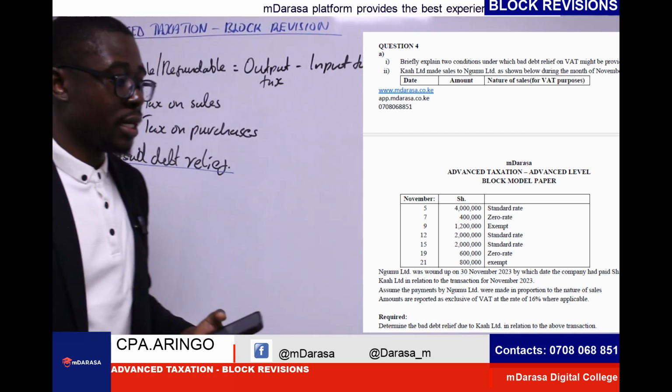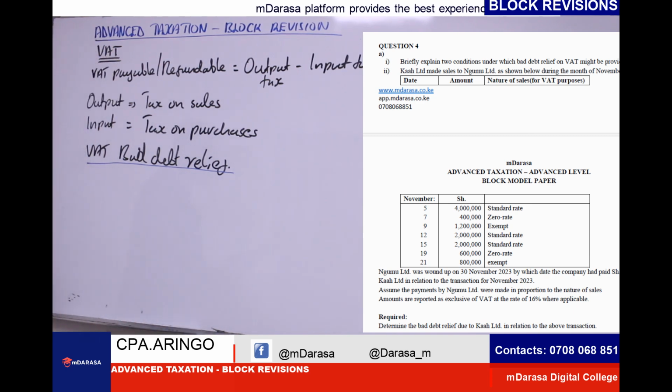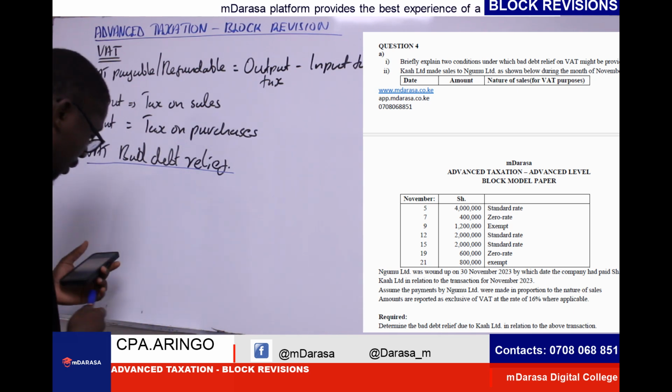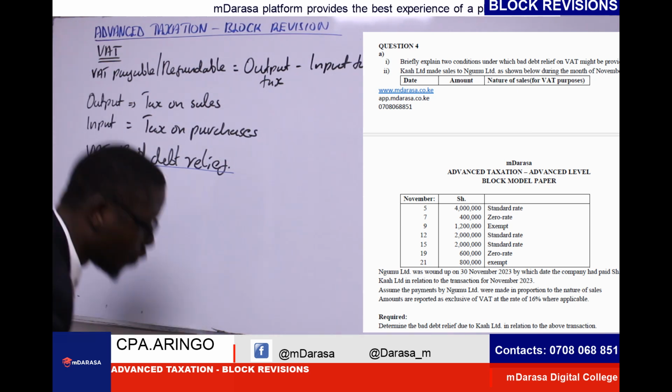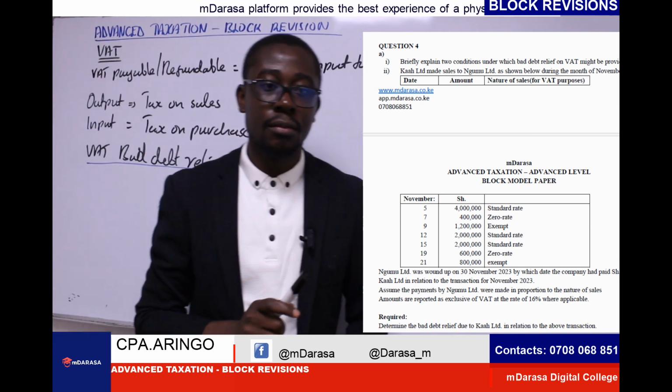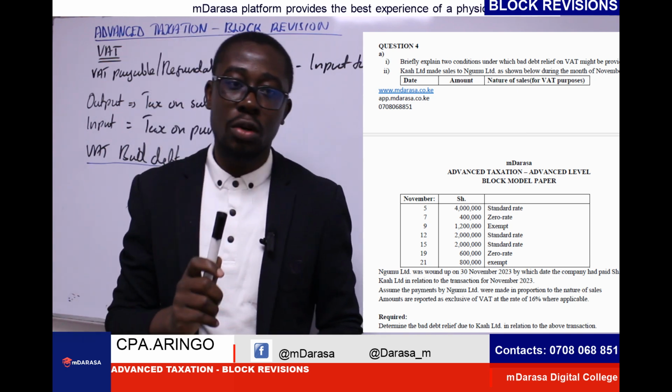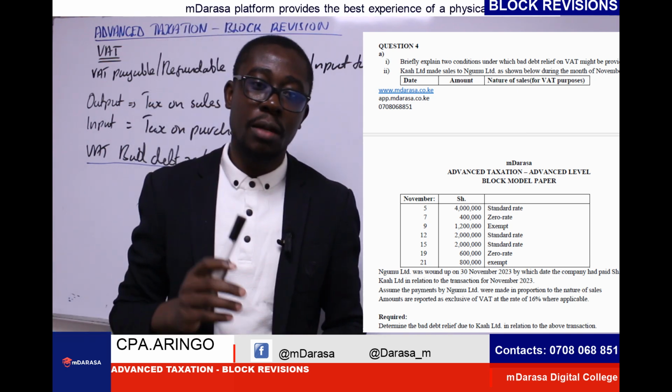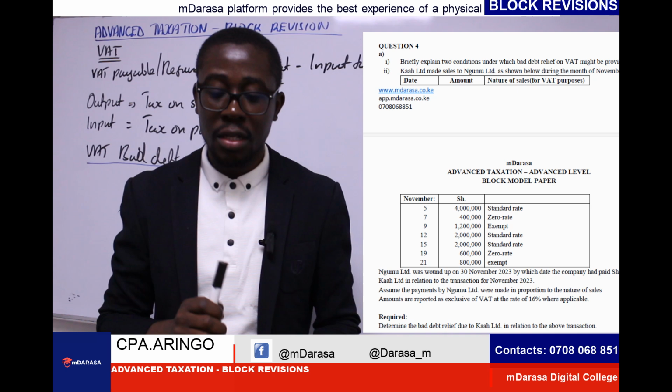Condition number one, at this point, your debtor must have been declared bankrupt. So condition number one is where a debtor of a taxable person is declared bankrupt. That is the first condition whereby we can always tend to claim for VAT bad debt relief.